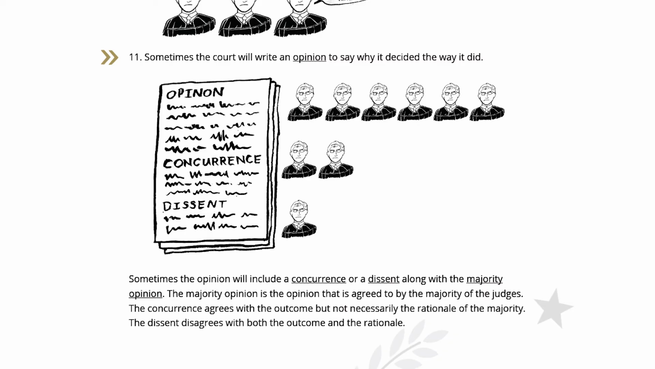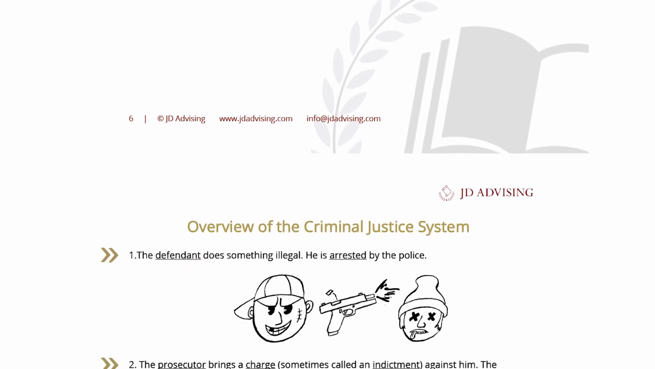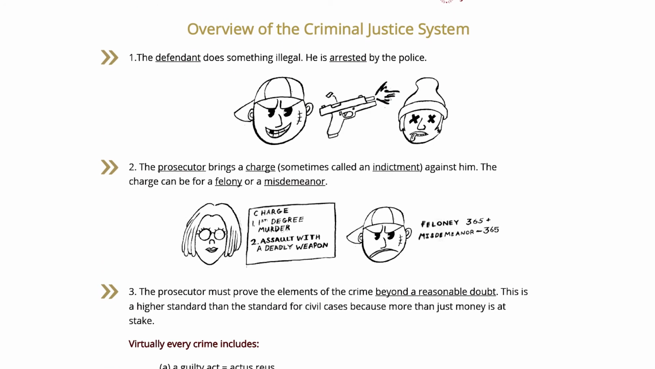They say, yes, the case should have turned out this way, but for a different reason than you said. And lastly, the dissent disagrees with both the outcome and the rationale. They say, nope, this case should not have turned out this way at all, and this is why. So that's just a general overview of the civil justice system. Next, let's talk about an overview of the criminal justice system.